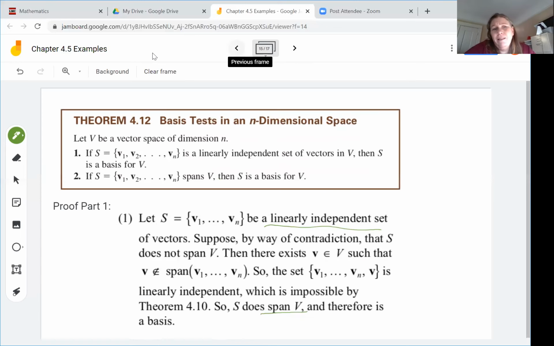So what we get out of theorem 4.12 is if your vector space has dimension n, then if you've got a linearly independent set of n vectors, you have a basis. And if you've got a set of n vectors that span V, you also have a basis. So you don't have to check the linear independence if you've got case 2, and you don't have to check the span if you've got case 1. So if your dimensions match, you only have to check one of these properties.